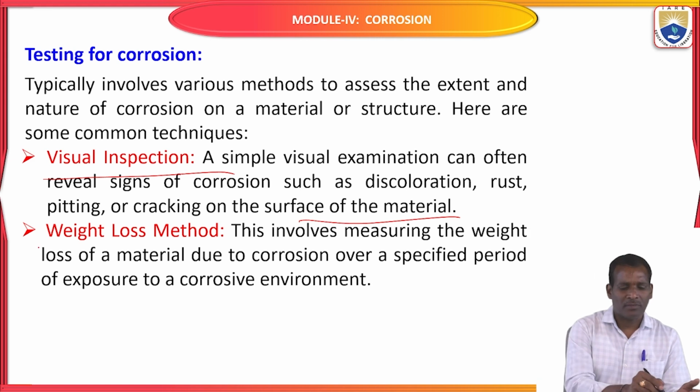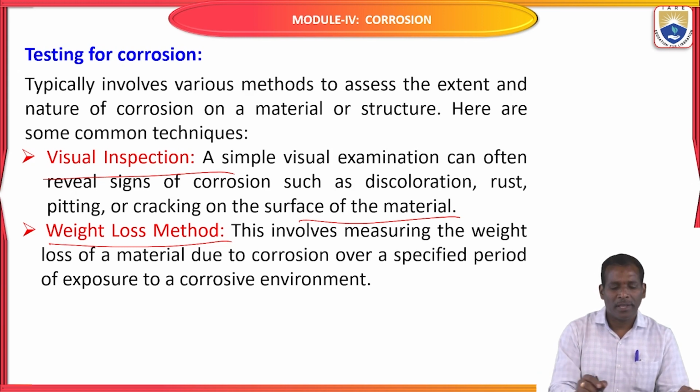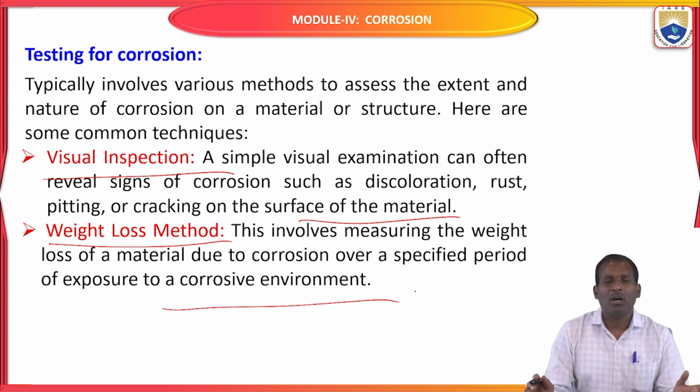The second one is the weight loss method. This involves measuring the weight loss of the material due to the corrosion over a specified period of exposure to a corrosive environment. Suppose any object is exposed to environmental or atmospheric conditions, then automatically some rust will happen, and after some duration the loss of material will also be present.